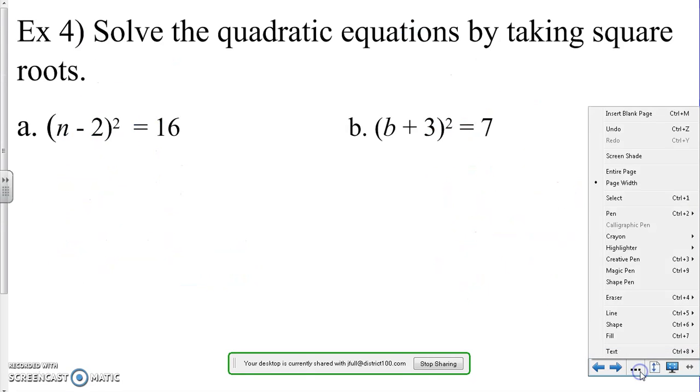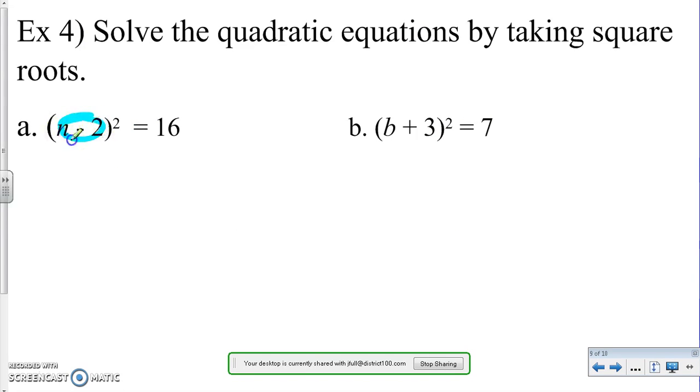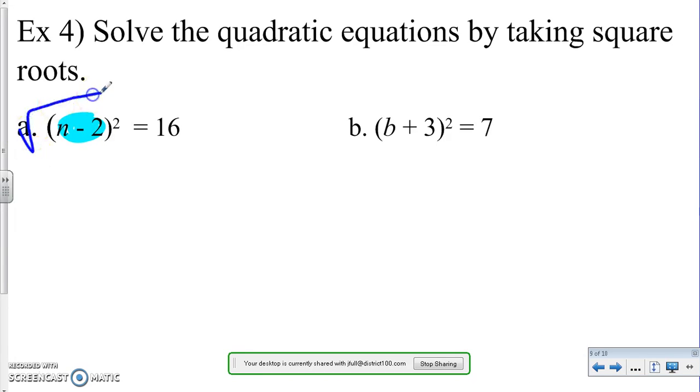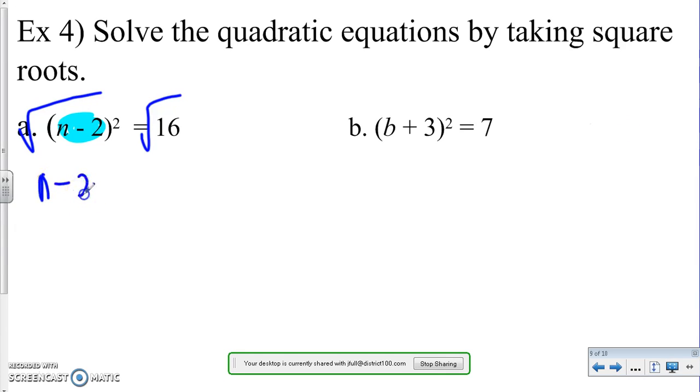Last type of problem, we are going to get the part that's being squared by itself. And notice that all of this is being squared. So we're actually going to start out this time by taking the square root of both sides. So that leaves me with n minus 2 equals the square root of 16, which is 4. Don't forget your plus or minus sign.